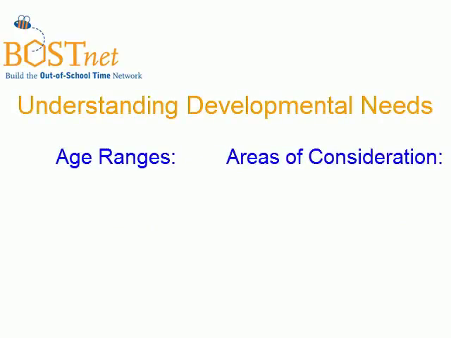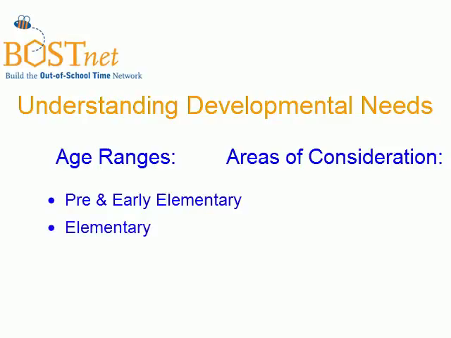We're going to look at developmental needs across three different age ranges. The first is pre and early elementary, and that's around 3 years old to around 6 years old. Then there's the elementary age range, which is 6 or 7 years old, and it goes up to around 10-ish years old. And then the middle school age range, which goes from around 11 up to around 14 or so years old.